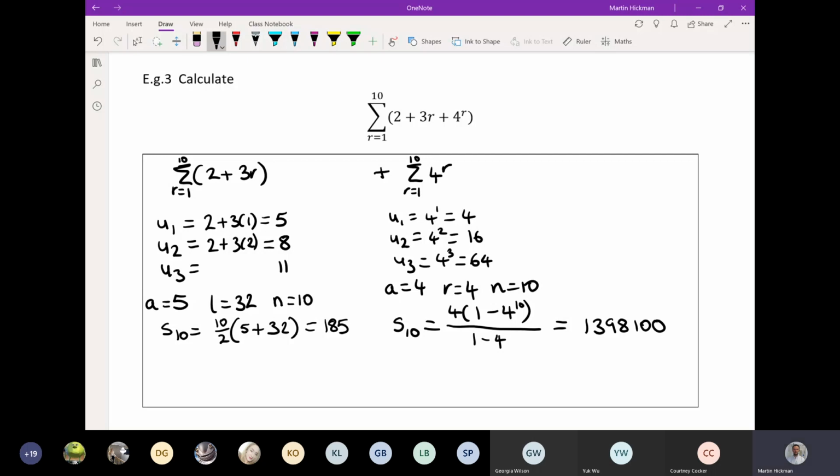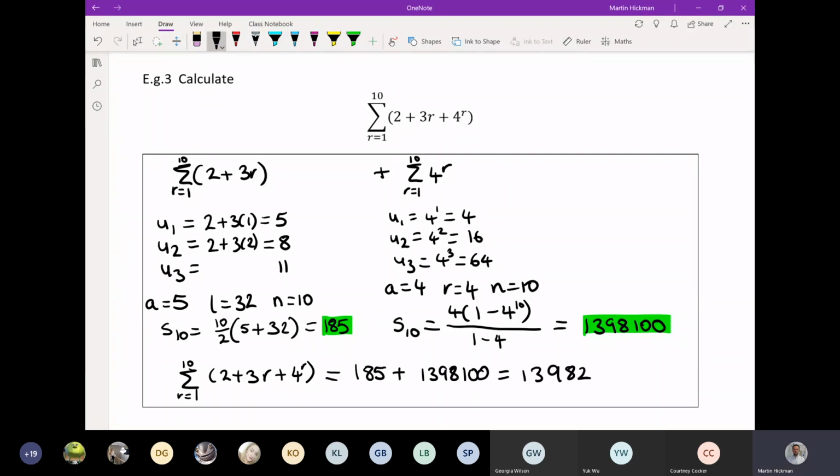And then finally, I could just write out what my final answer is. So I just simply add the 185 and the 1,398,100 together. And I just get this answer here. Okay, that's going to be my final answer.